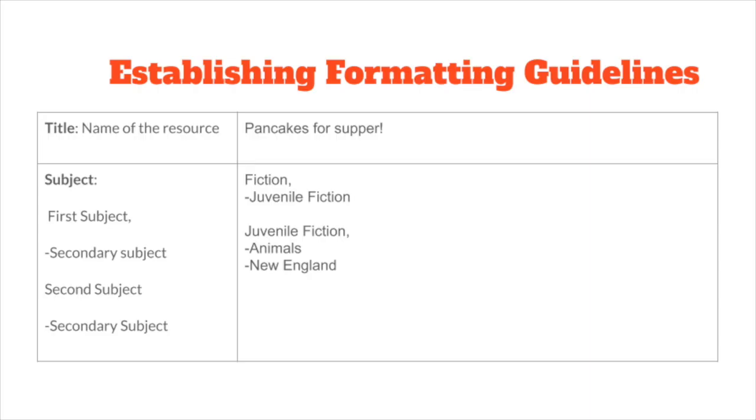So in our controlled vocabulary, we're trying to establish hierarchies. So you'll notice that for our formatting guidelines, I have selected Fiction as the main subject heading, and then a secondary subject as Juvenile Fiction. I've also done the same for juvenile fiction. You'll see Animals and New England underneath as subcategories. By using WorldCat and their approved terminology and vocabularies, as well as establishing our own formatting guidelines, we have created our own unique controlled vocabulary.